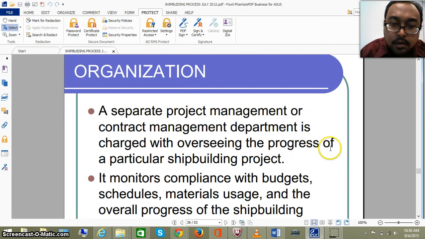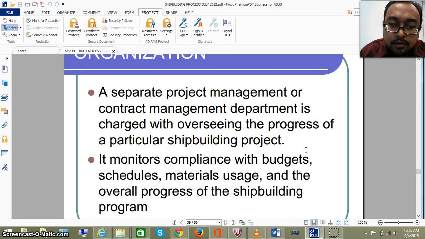A separate project management or contract management department is charged with overseeing the progress of a particular shipbuilding project. It monitors compliance with budgets, schedules, materials usage, and the overall progress of the shipbuilding program.